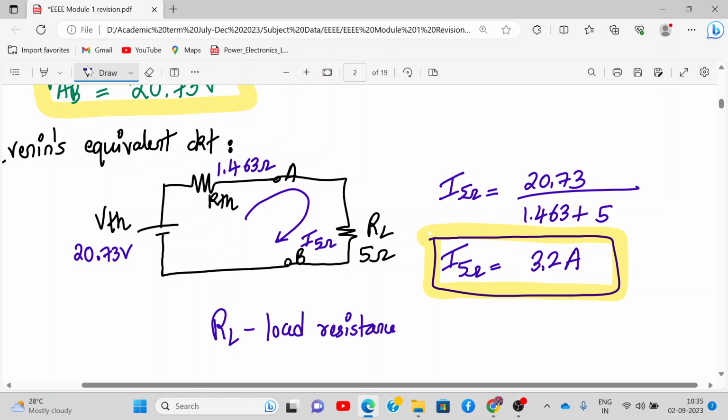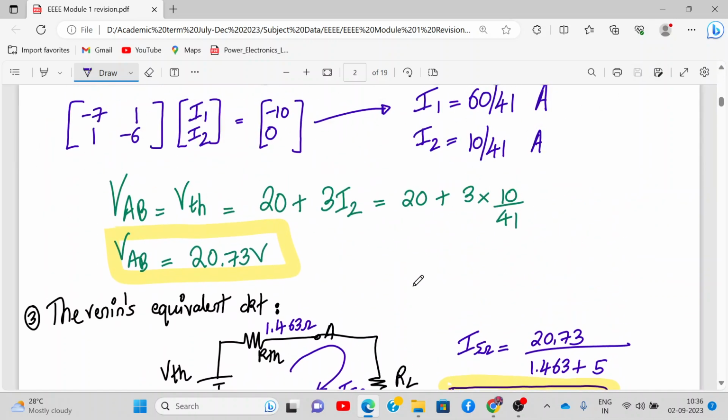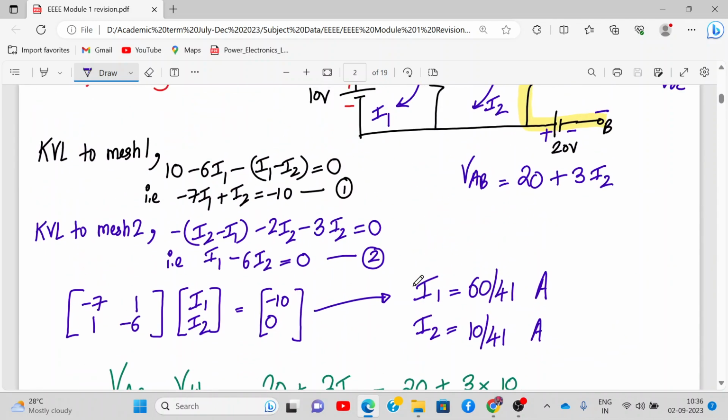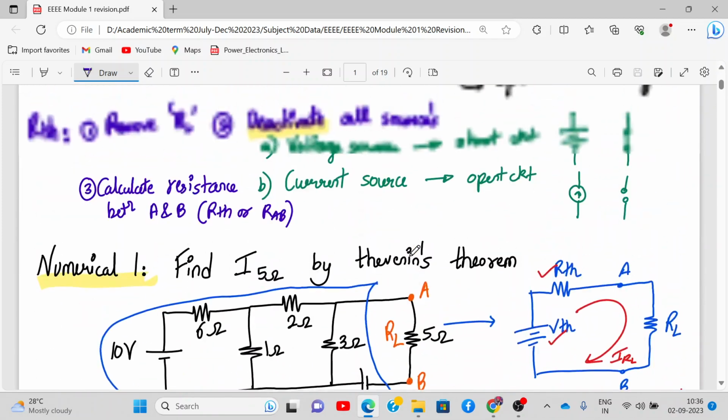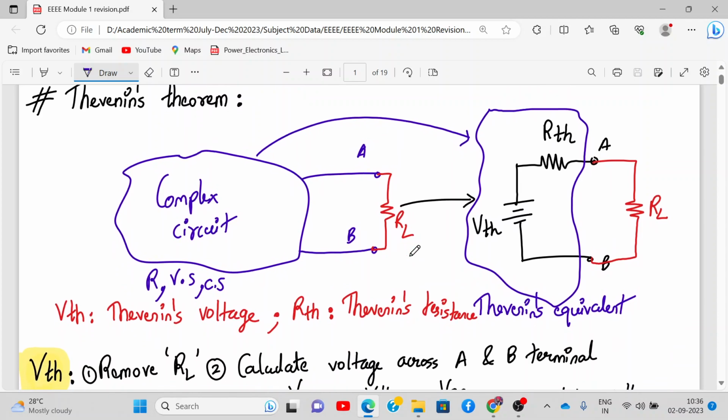Everyone clear about it? And have you all completed this? Yes, sir. Completed. Did you all understand? Yes, sir. Okay, great. So everyone completed? Can you reply in the chat box and tell me if you have a doubt? I'm just glancing it through once more. Thevenin's theorem.